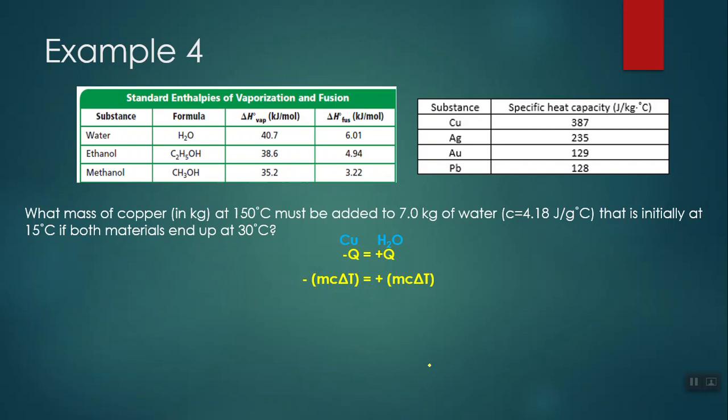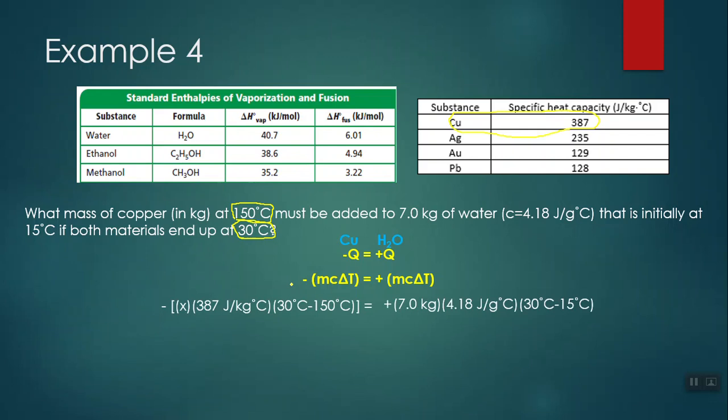And let's look at what's going on. We're trying to find the mass of copper, so that'll be x. C is up here, copper, right? Specific heat of copper, 387 joules per kilogram degrees Celsius. And it is initially at 150 degrees. What's the final temperature? The final temperature is 30 degrees. Okay, so we want to do 30 minus 150. And now let's look at the other side. We have 7.0 kilograms of water. Specific heat is 4.18 joules per gram degree Celsius. It's initially at 15 degrees. It ends up at 30 degrees, so 30 minus 15.